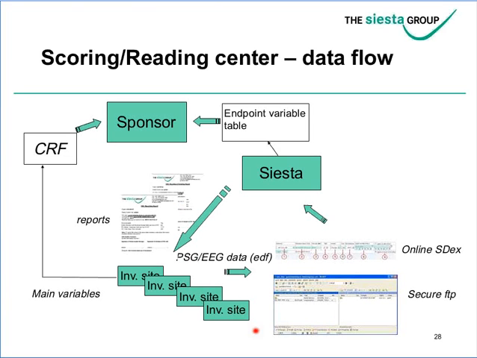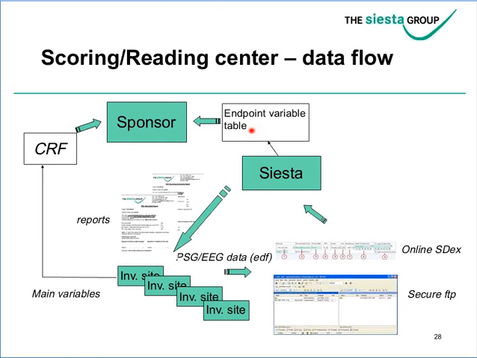Here's a depiction of the typical data flow. So we, Siesta, would be in direct contact with the investigator site, be it in a single site or in a multi-site trial. We would receive the data via secure internet-based interfaces. We would feed back to the site whenever there is a certain endpoint that they need to know in order to continue the trial, to make, for instance, an inclusion decision or a dosing decision. But most of the endpoint variables would be calculated offline and then delivered directly to data management of the sponsor.